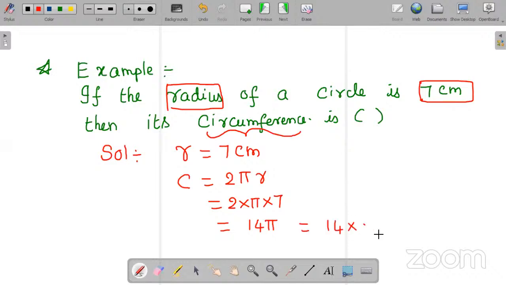How to simplify? 14 into pi, where pi is equal to 22 by 7. 7 ones are 7, 7 twos are 14. 22 into 2 is equal to 44. So the answer is 44 centimeters. Even 14 pi is also an answer.